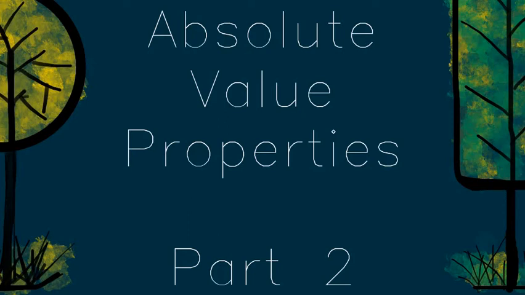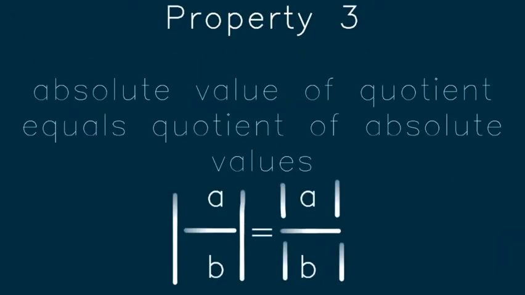Today we will be discussing the third property and the fourth property. Let's start with the third property of absolute values. The third property states that if you have two numbers A and B which are being divided, and you take the absolute value after their division, and on the other hand you take the absolute values of them before the division, the answer is just going to be equal.